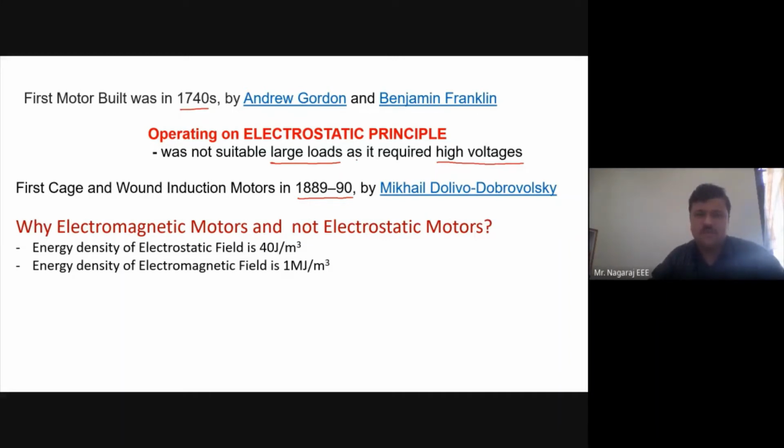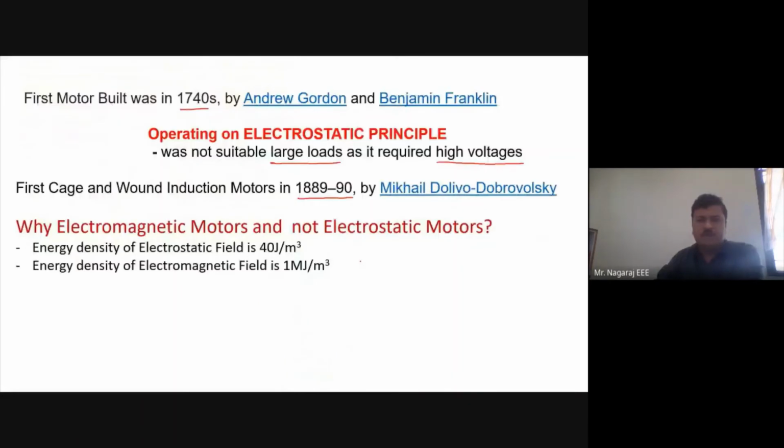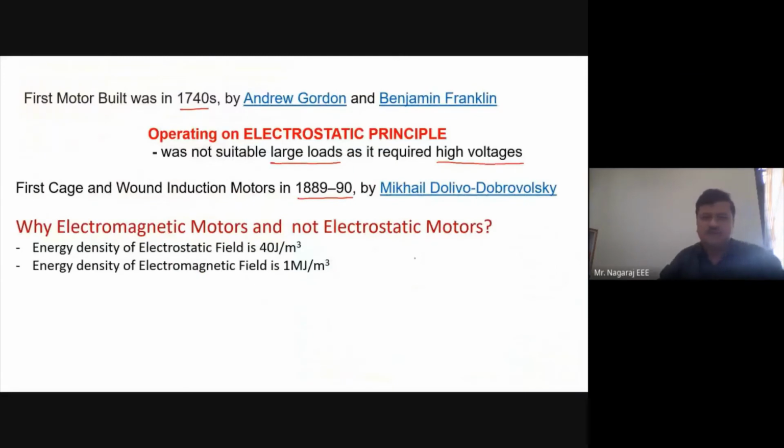simple. Okay. Then the current model, what we see, with small amounts of changes. Some changes have happened after 1890 or 1900s till today. Okay. But this induction motor, which we call squirrel cage and slip ring, wound motor and cage motor, was built by these two people in the 1890s. So it took 150 years to develop a full-fledged motor which could be used for any application, from an electrostatic motor which was limited in its applications. Okay. So commercial usage of the Franklin model was not feasible.